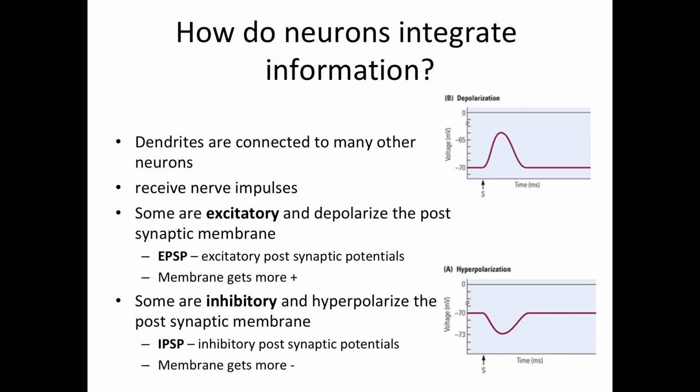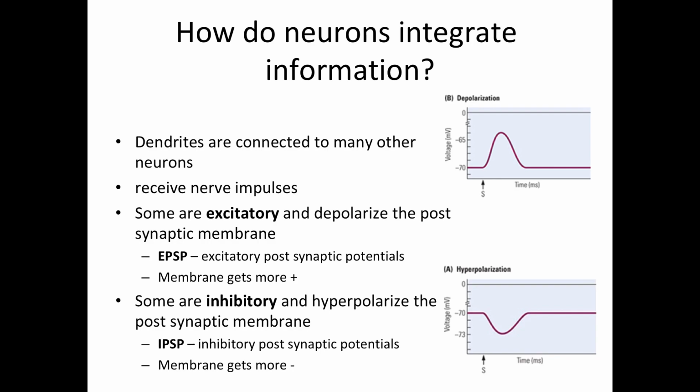Okay, so how do neurons integrate information? We know by now that dendrites are connected to many other neurons, so to many other axons. What they receive are nerve impulses. Some of these are excitatory and some of these are inhibitory. If they are excitatory, they will depolarize the postsynaptic membrane. If you forgot the word depolarize, they will make it a little less negative or a little more positive. We call these graded potentials EPSPs, and EPSP stands for excitatory postsynaptic potential.